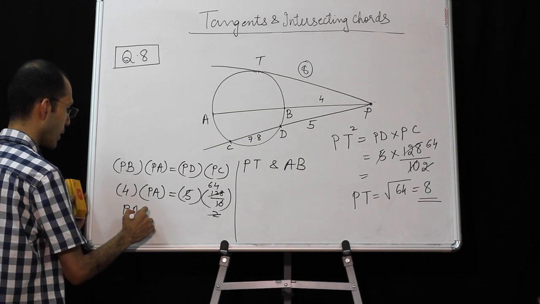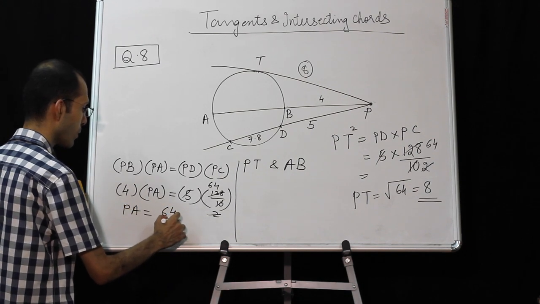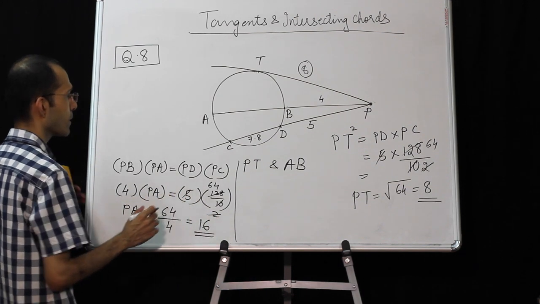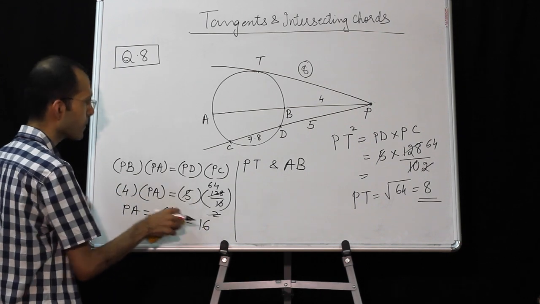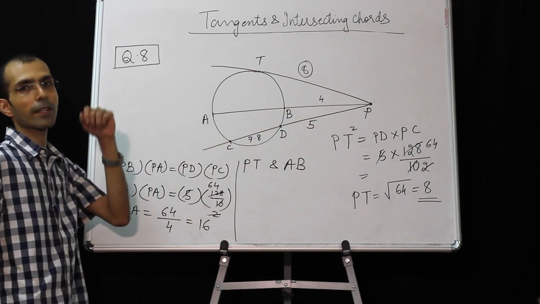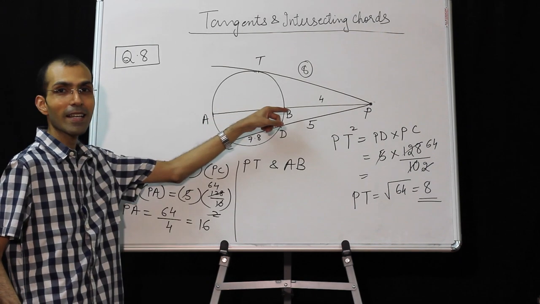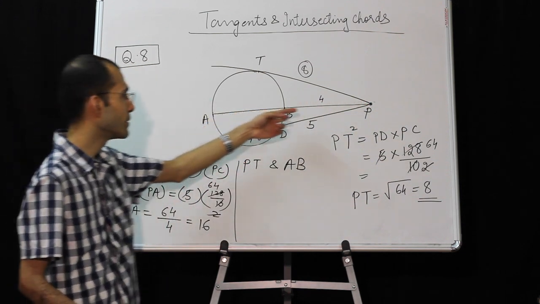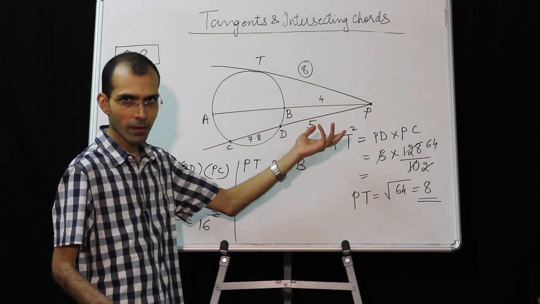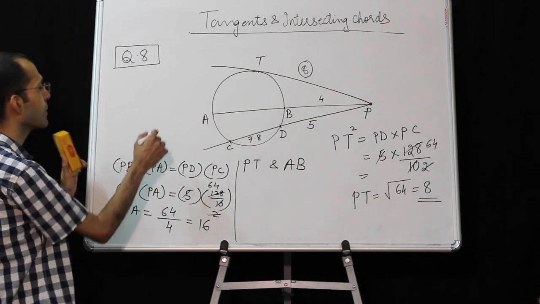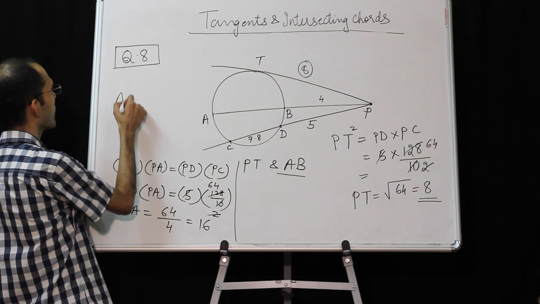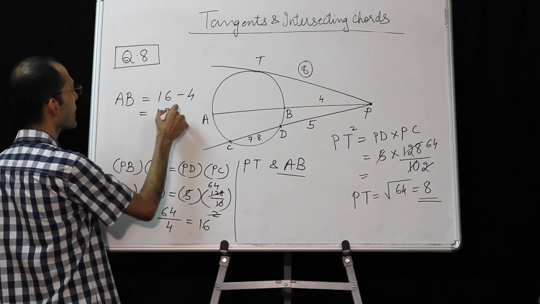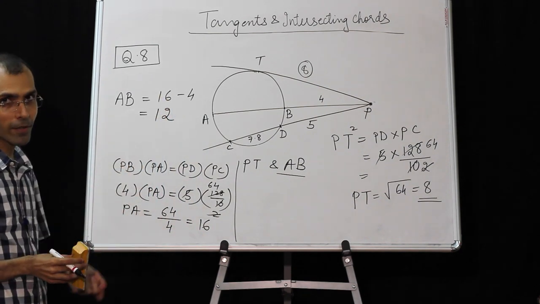So PA will now equal 64 upon 4. So that works out to be 16. But be careful, I can't double underline this because PA is not required. What was required was AB. So now it is too simple. PA is 16, PB is 4. What is required? AB. So how much will be AB? See, AB was required here. So AB will be 16 minus 4. That is 12.